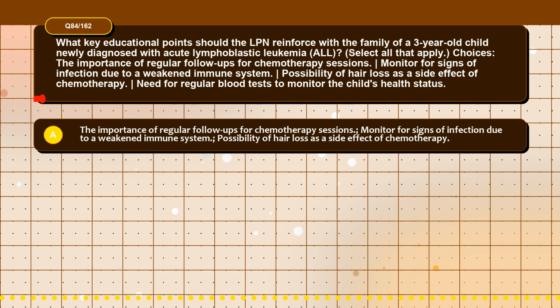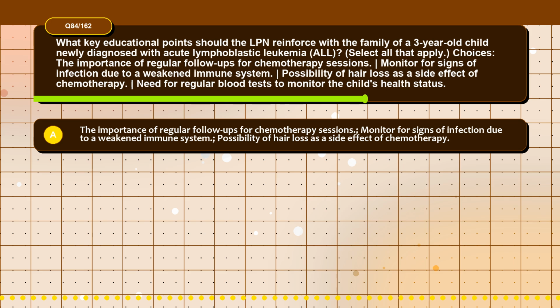Question 84. What key educational points should the LPN reinforce with the family of a 3-year-old child newly diagnosed with acute lymphoblastic leukemia? Select all that apply. Choices. The importance of regular follow-ups for chemotherapy sessions. Monitor for signs of infection due to a weakened immune system. Possibility of hair loss as a side effect of chemotherapy. Need for regular blood tests to monitor the child's health status.